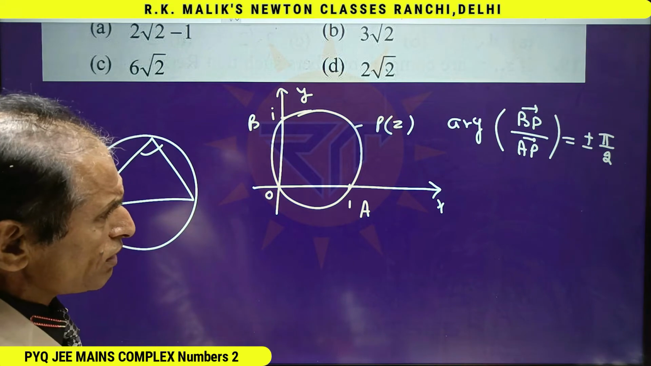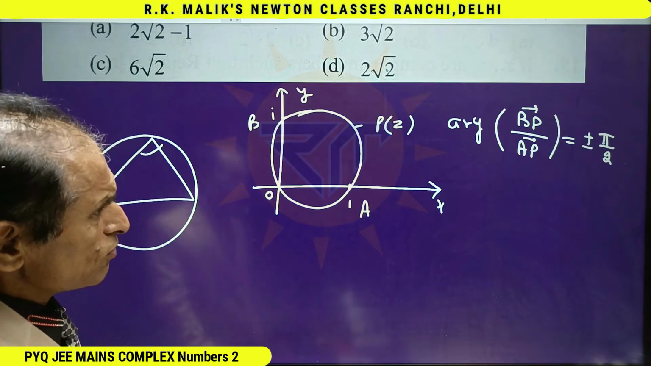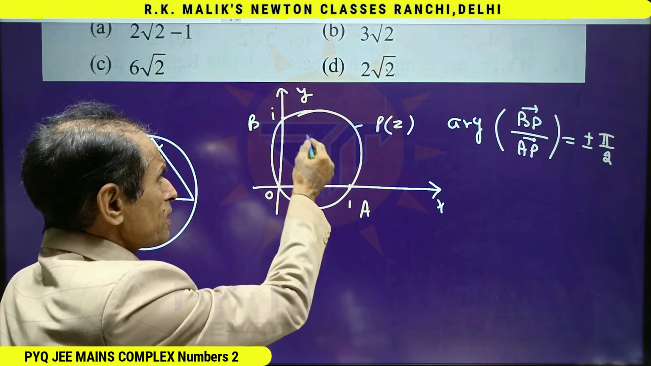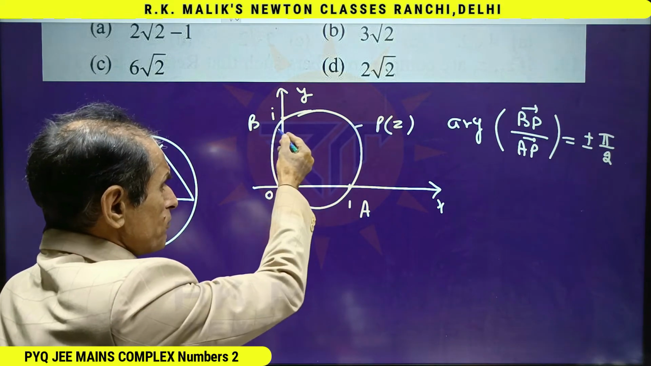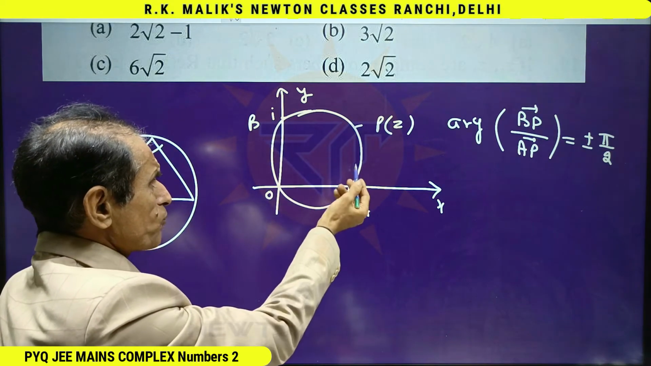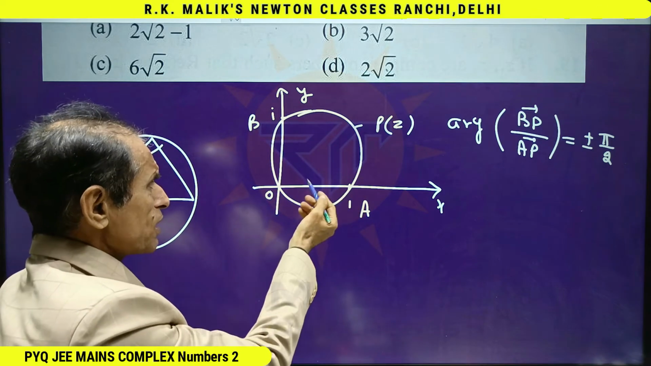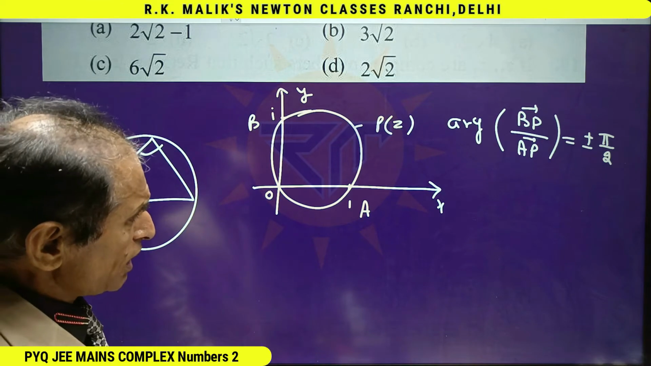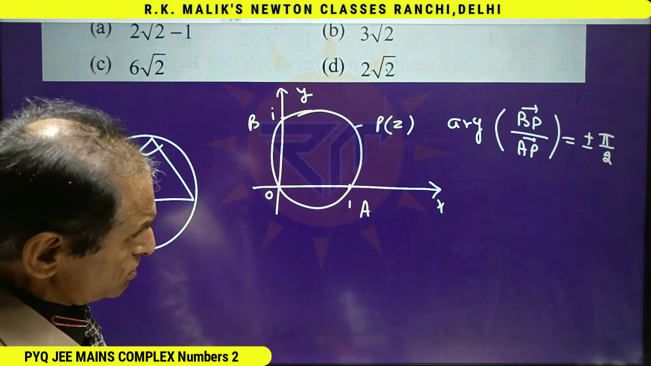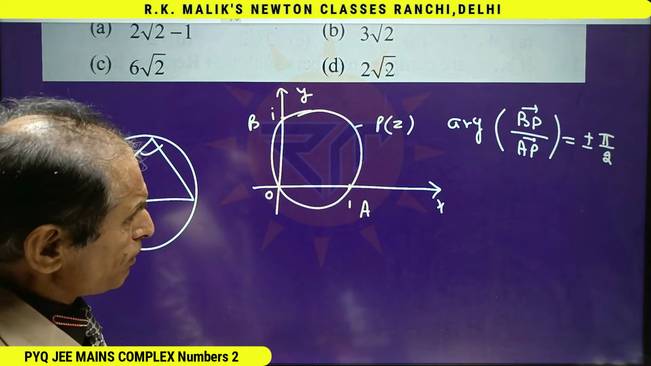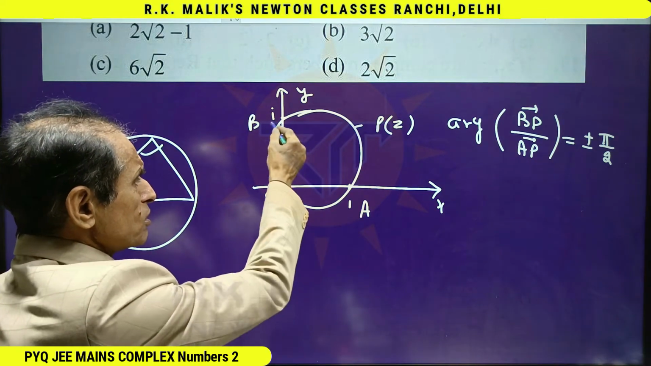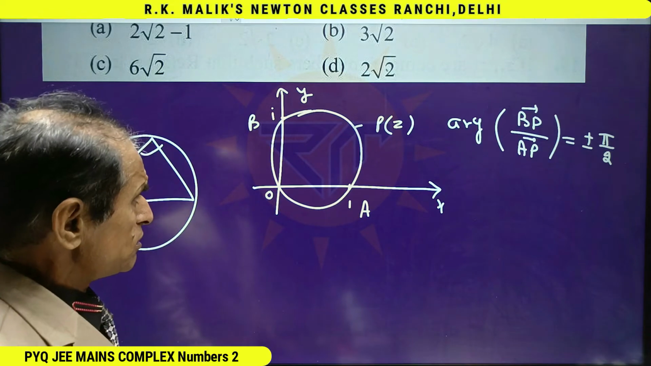Otherwise it is not required to discuss that for pi by 2 this part of the circle will be there or this part of the circle will be there, and for minus pi by 2 which part of the circle will be there. But for crystal clarity, I would like you to know this thing also, that for pi by 2 you will get this part of the circle or this part of the circle.